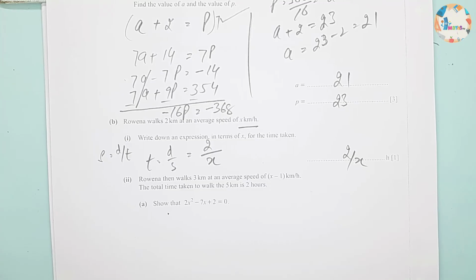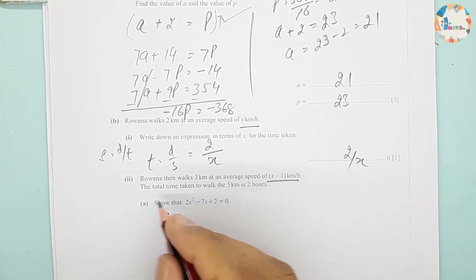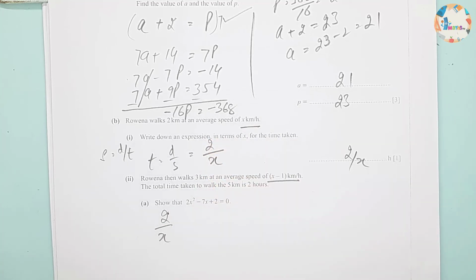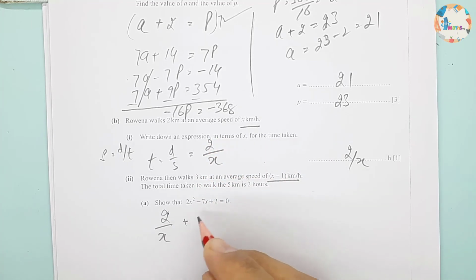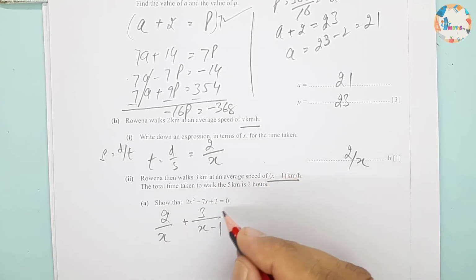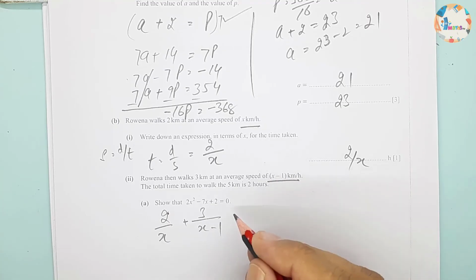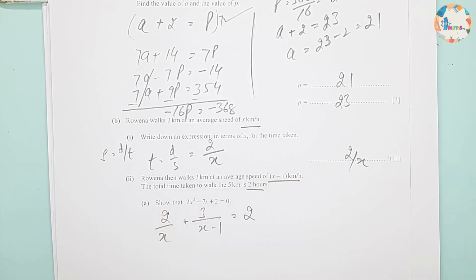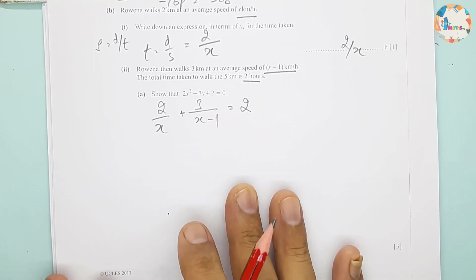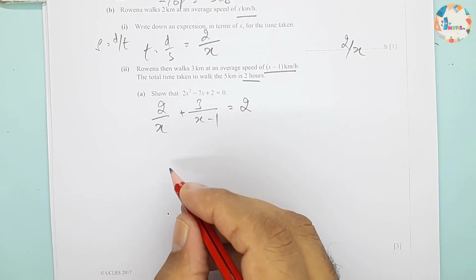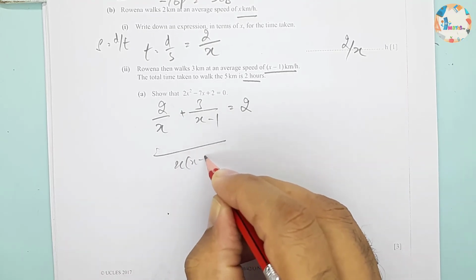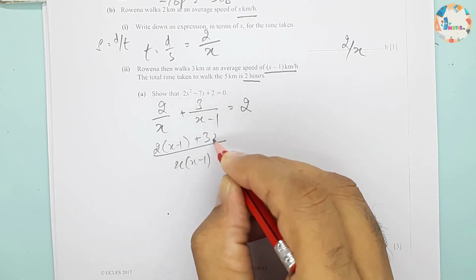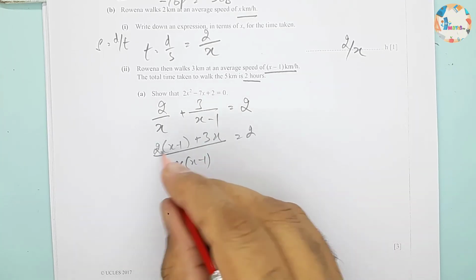Then Rowena walks 3 kilometers at an average speed of this one. So for the total time taken, we can write this one. 2 over x is the time for the first journey, and 3 over x minus 1 will be the time for this journey, which is 3 kilometers, and the speed is x minus 1. This will be adding up to 2 hours, because this is the total time span, and this will be equal to 2. Now we can simplify this equation to get our final equation. Now we can take the LCM. So this will be x into x minus 1, and this will be 2 into x minus 1 plus 3x is equal to 2.